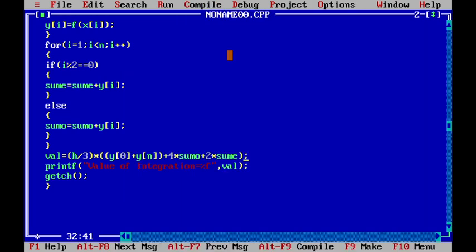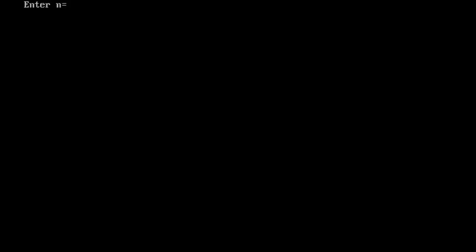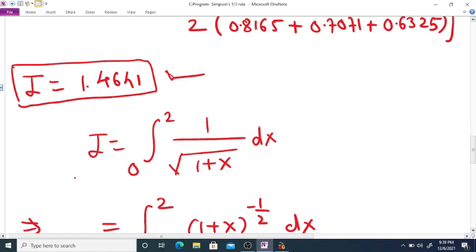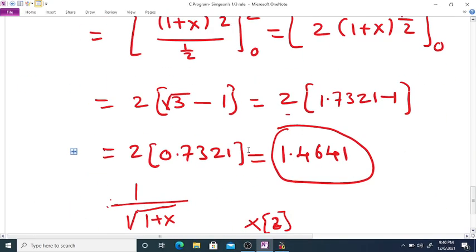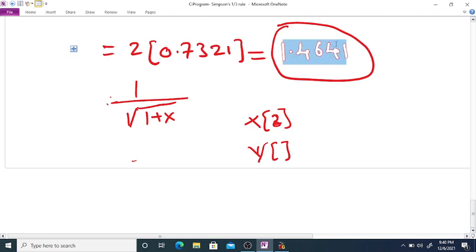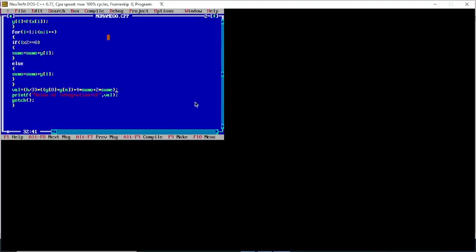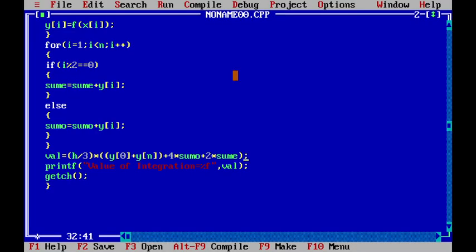Now if we run here and enter, say, n is equal to 8, the answer is what? 1.464137. You can check here by using Simpson's 1/3 rule. It is 1.4641, and the calculator value is also 1.4641, correct up to 4 decimal places. And here by using the C program, for n equal to 8 it is 1.464137. Okay, so hope you understood this.